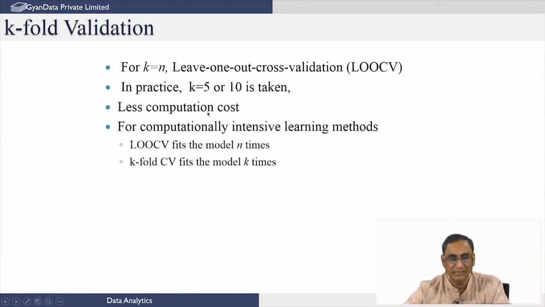This is obviously less expensive computationally as compared to leave-one-out cross validation. As you see, leave-one-out cross validation will do model fitting n times for every choice of the parameter, whereas k-fold cross validation will do the model building k times for every choice of the parameter.